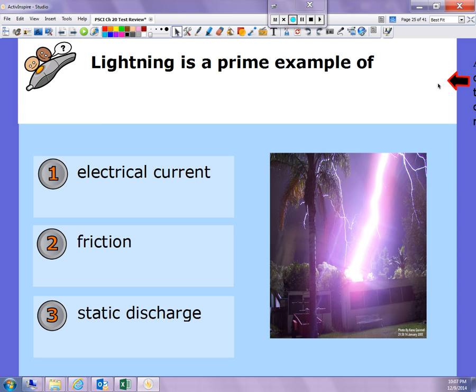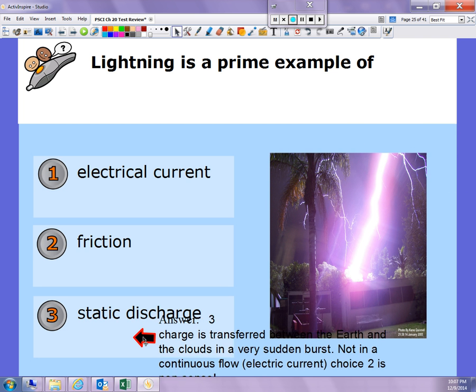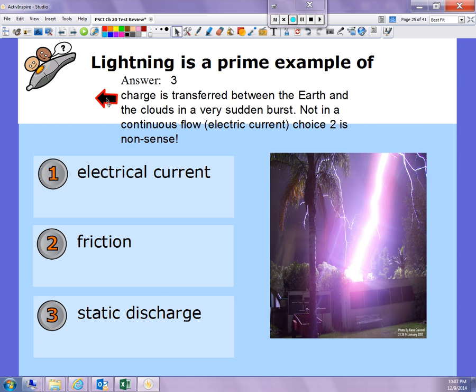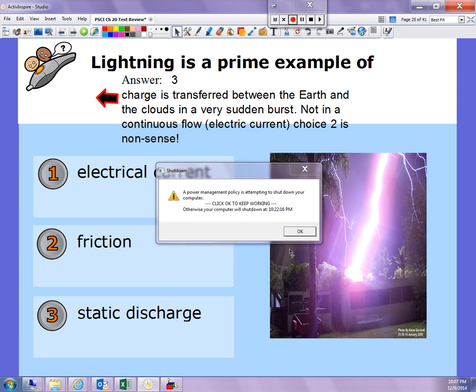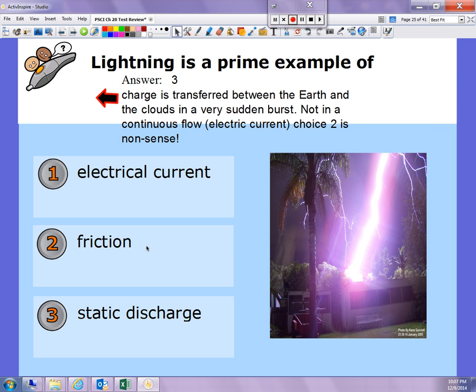Okay, so the answer is number 3, static discharge. I'm going to put it up here so we can see it. Number 3 is the correct answer. Charge is transferred between the earth and the cloud in a very sudden burst. It's not a continuous flow, so it is a discharge. Real quick, it's over. And we call it static discharge because there's been a charge difference between the two places, and then it transfers very, very quickly.